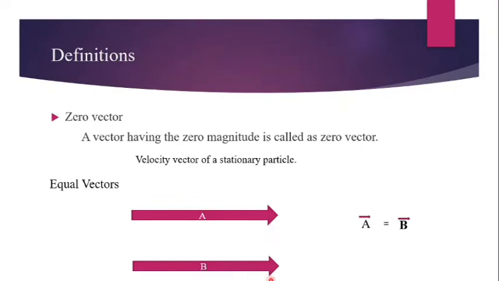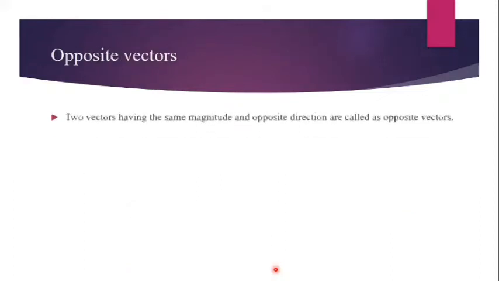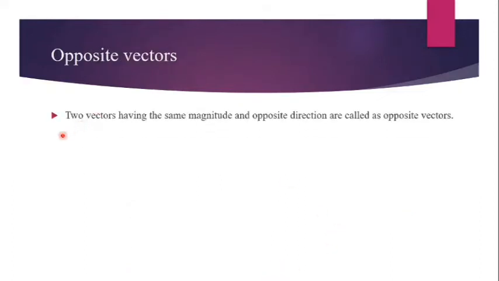Vectors having the same magnitude and same direction are called equal vectors. Now, opposite vectors. Two vectors having the same magnitude but opposite direction are called opposite vectors.